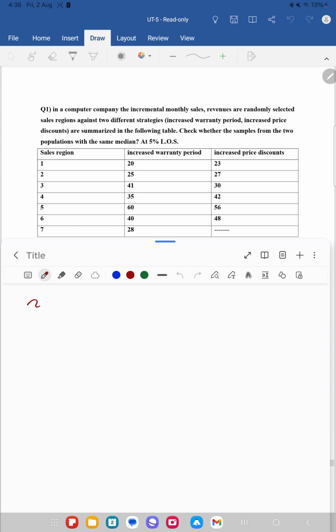So let's move with step 1, that is the null hypothesis, H0. In this step we will write: let's take the two strategies, which are increased warranty period and increased price discounts, having the same median.